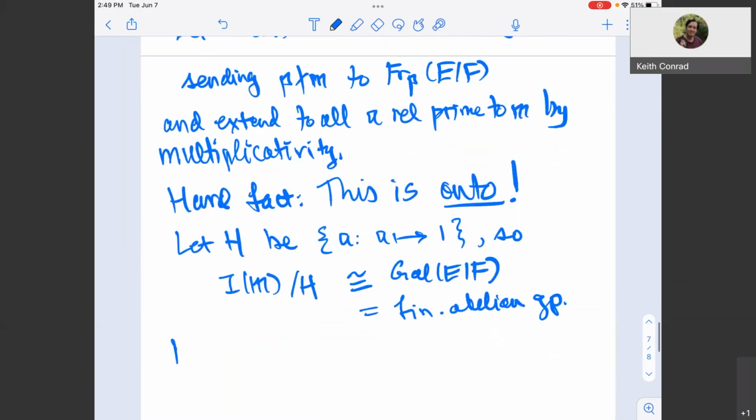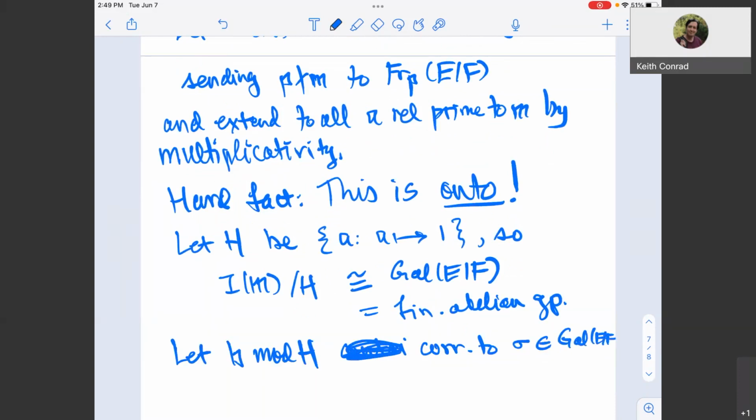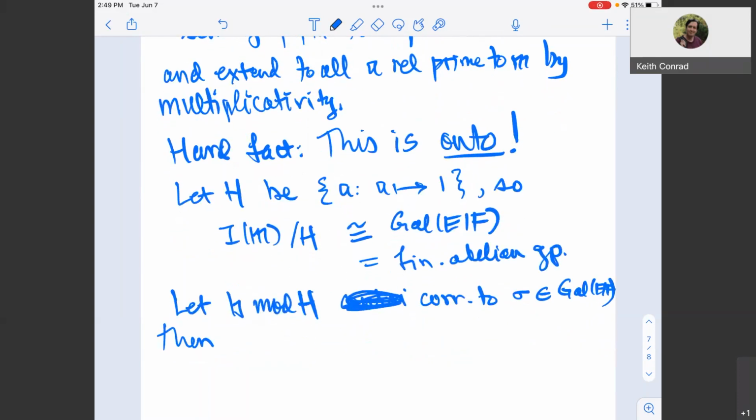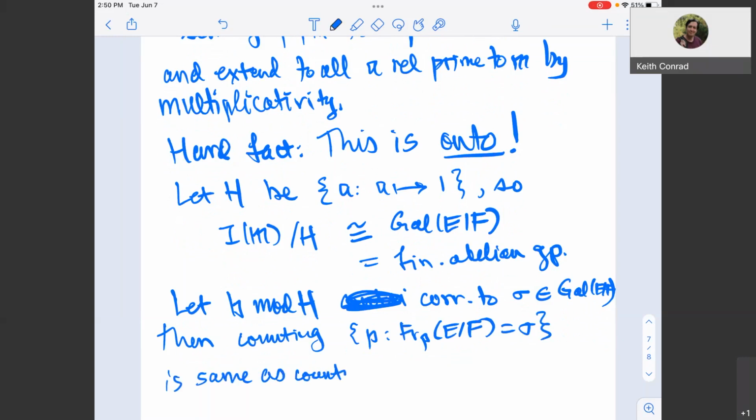And so if we let some coset on the left correspond under this isomorphism to the element of interest on the right, the sigma, then counting the primes whose Frobenius element is the automorphism of interest is the same thing as counting, on the left side, primes that are in the coset that corresponds to the sigma.